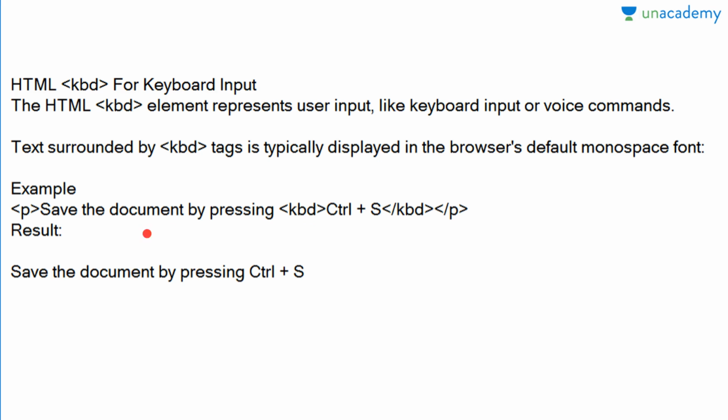P tag: Save the document by pressing KBD Ctrl plus S, KBD closed, P tag closed. And what will be the result of the following? Save the document by pressing Ctrl plus S. So this is the output of the keyboard element, meaning the button present on the keyboard is given as an output, Ctrl plus S.